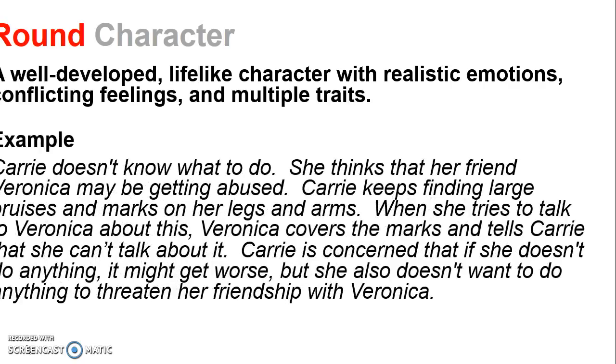Carrie doesn't know what to do. She thinks that her friend Veronica may be getting abused. Carrie keeps finding large bruises and marks on her legs and arms. When she tries to talk to Veronica about this, Veronica covers the marks and tells Carrie that she can't talk about it. Carrie is concerned that if she doesn't do anything, it might get worse. But she also doesn't want to do anything to threaten her friendship with Veronica.